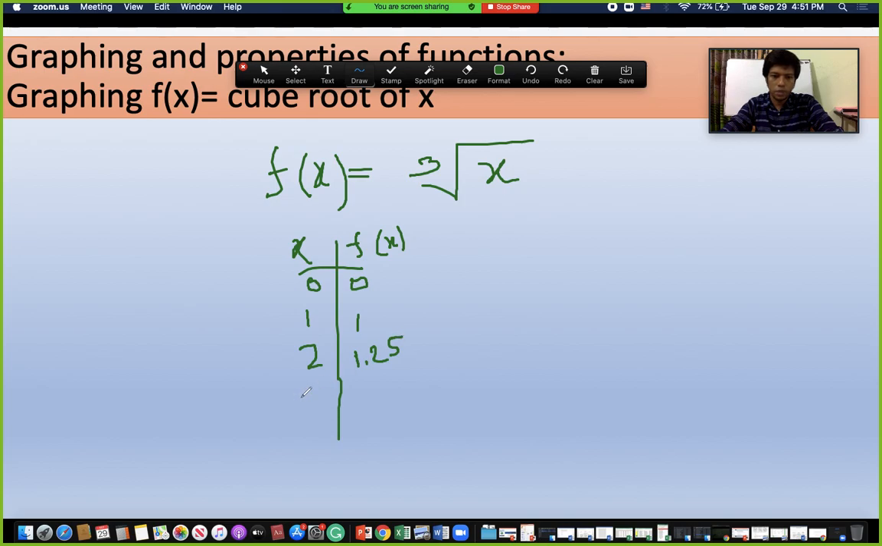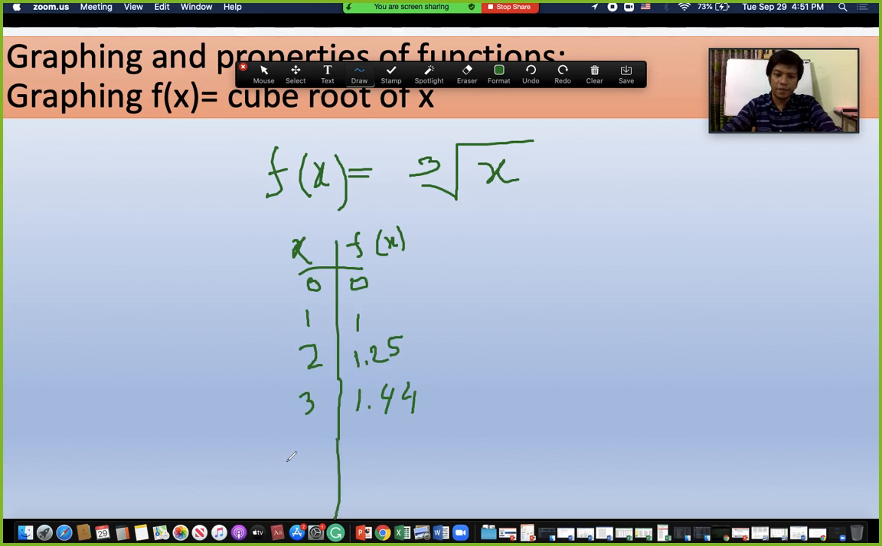The cube root of 3 equals 1.44. We can ignore all the extra decimals, because we do not need that extreme precision at this point.